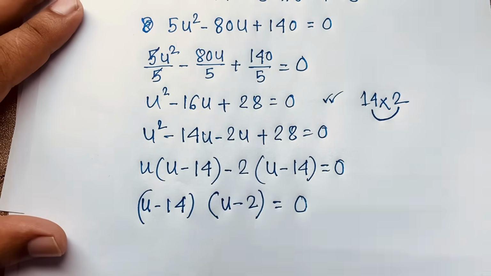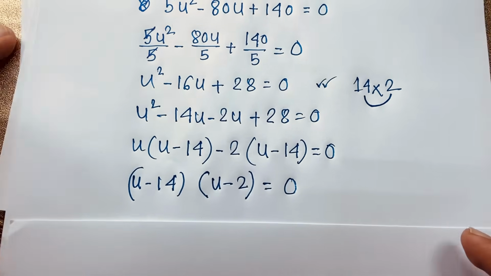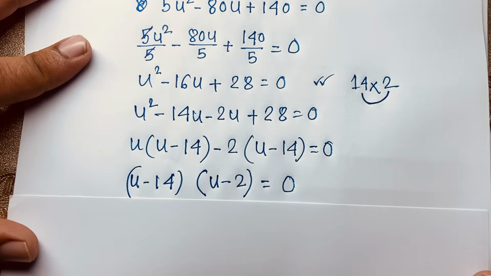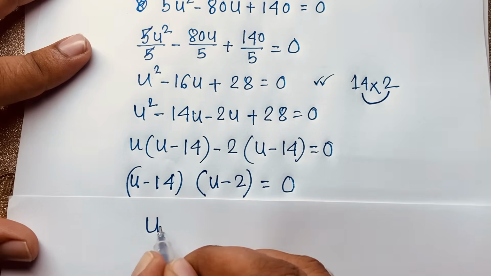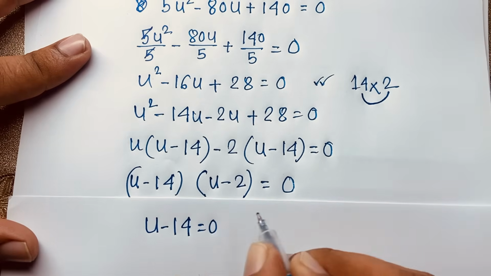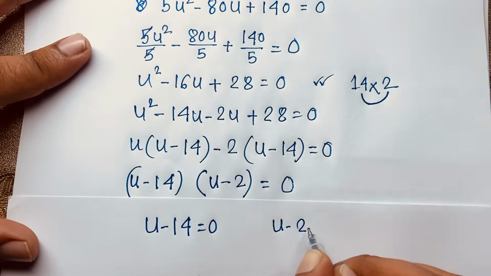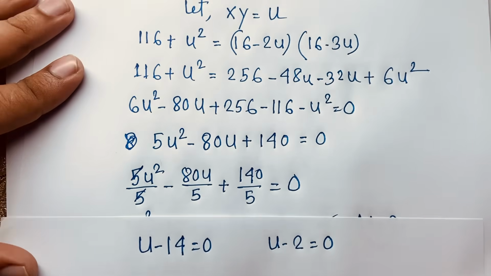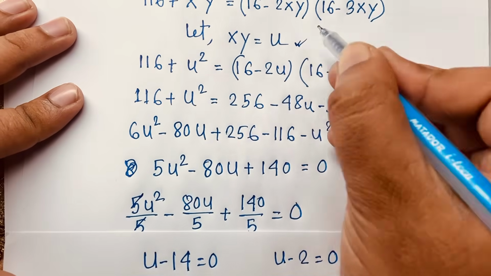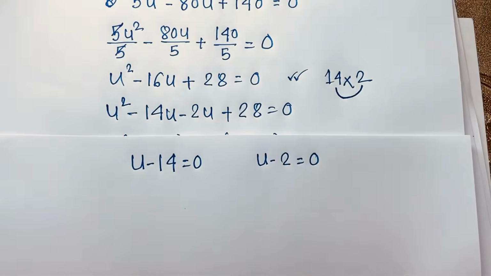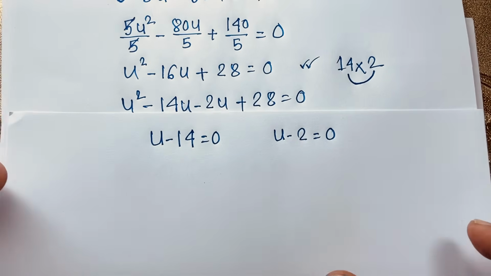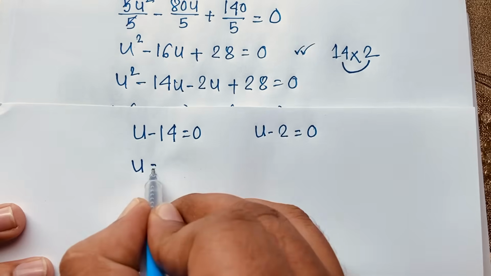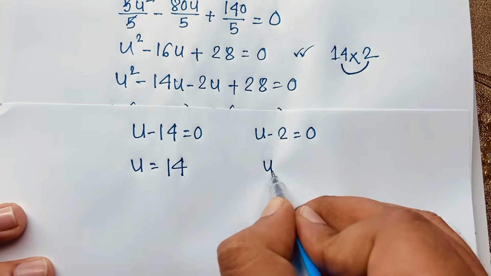Our first case: u minus 14 is equal to 0, and the other case: u minus 2 is equal to 0. Now remember that we let u be equal to xy. So I put this value in this equation, it will be xy is equal to 14. So you can see here u is equal to 14, and here u is equal to 2.